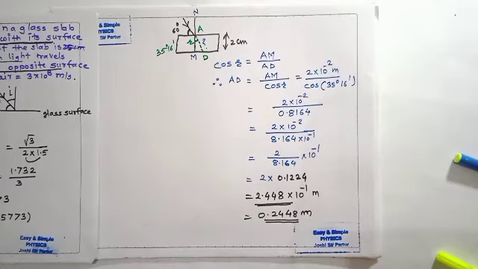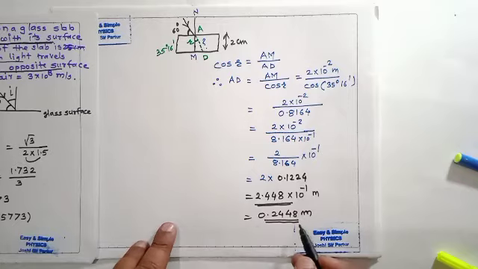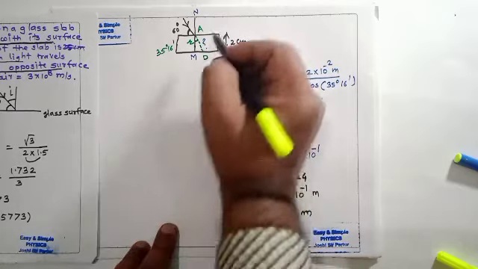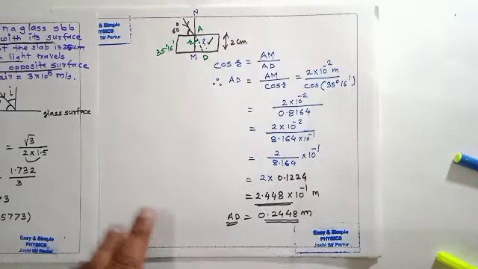So the distance through which light travels through the glass slab before it emerges from the opposite surface will be 0.2448. That will be the value of AD. We can find out this value.